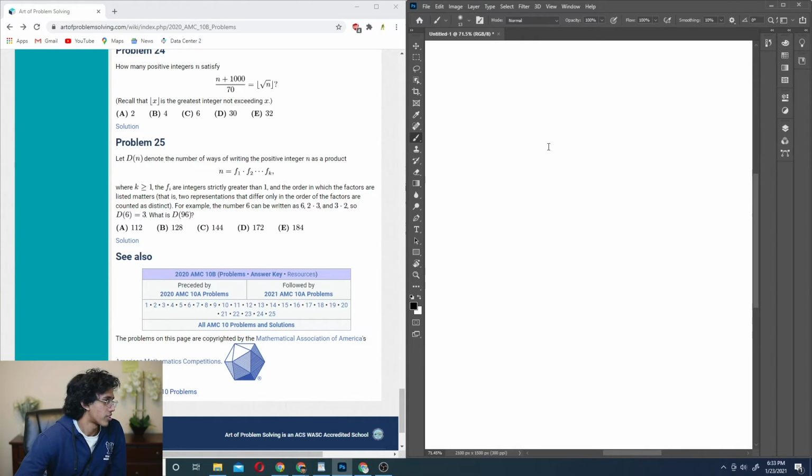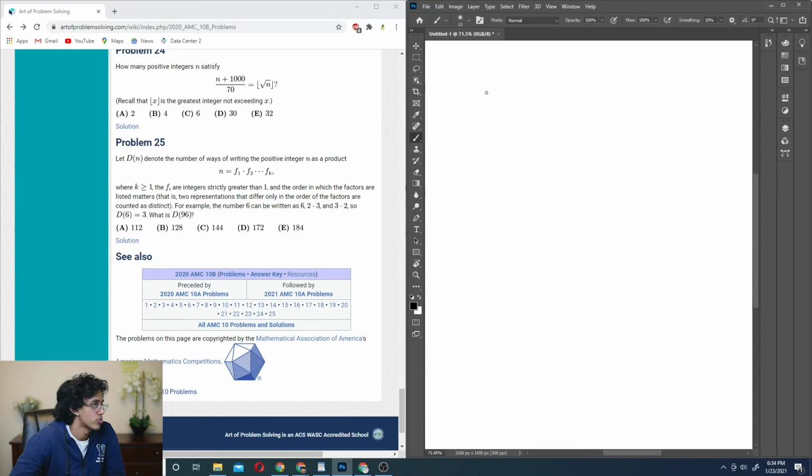Alright. Number of ways to do this, okay? So they're basically integers strictly greater than 1, and the order matters, okay? Oh, that seems nasty, dude. I guess you could do recursion, right? So, oh, I guess it is recursion, right? So it's basically going to be like, okay, let's just see what the factors are.